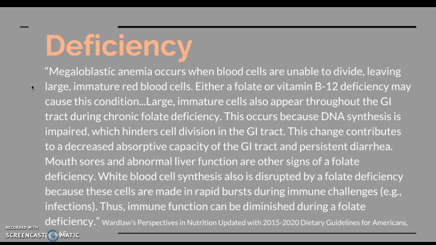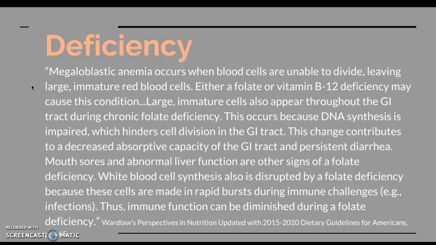So if we have a folate deficiency, some pretty interesting things can happen. Megaloblastic anemia occurs when blood cells are unable to divide, leaving large immature red blood cells. Either a folate or vitamin B12 deficiency may cause this condition. Large immature cells also appear through the GI tract during chronic folate deficiency. This occurs because DNA synthesis is impaired, which hinders cell division in the GI tract. This change contributes to a decreased absorptive capacity of the GI tract and persistent diarrhea.